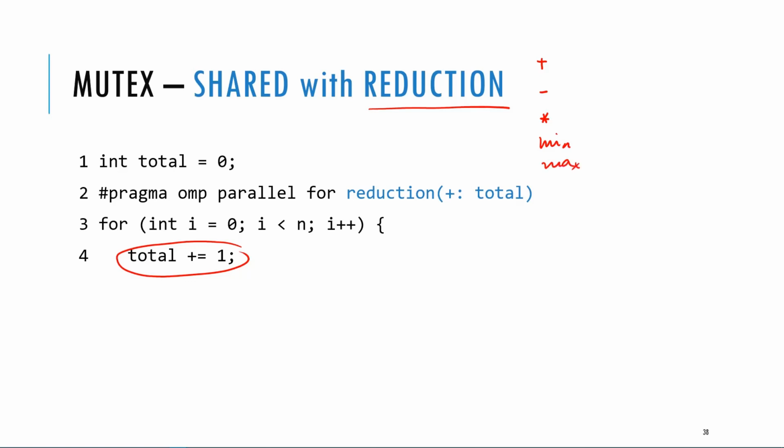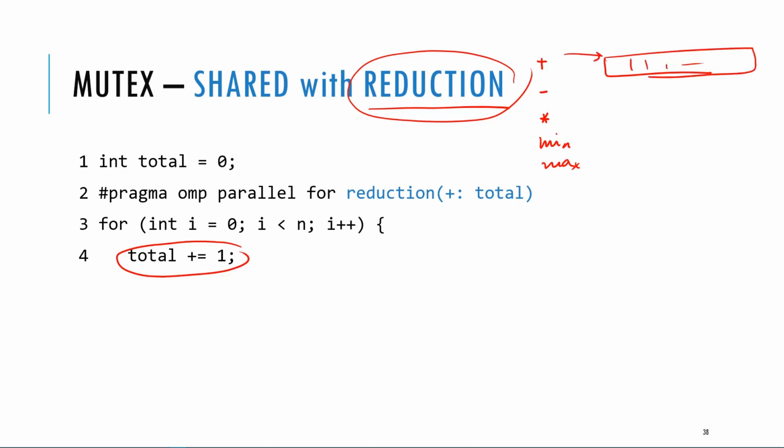Then this would be considered a reduction. So again, what's the idea behind this? Suppose that you have to do the sum of all the values inside a certain array, or you want to subtract all these values. Well, actually, it's just the dual.